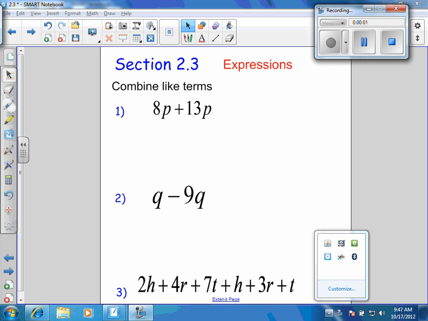Recap of what we did the last couple of days. On the last couple of days, we were trying to find the missing value, find the value of the variable. And in a few days from now, we're going to do that again. But we're going to have harder problems to solve. Instead of 1 steps and 2 steps, we're going to have multi-steps.